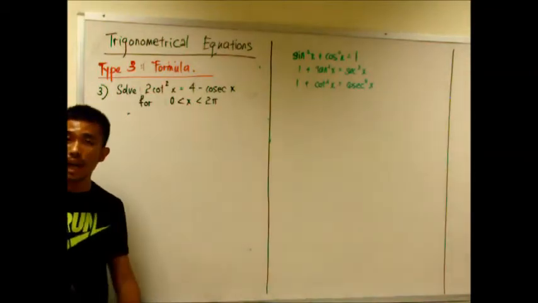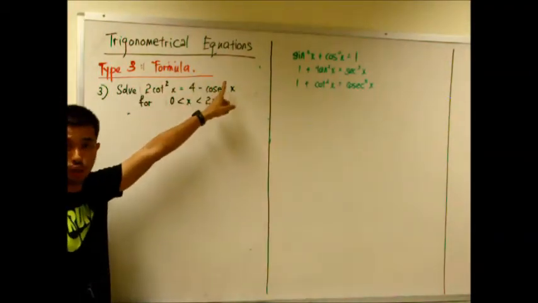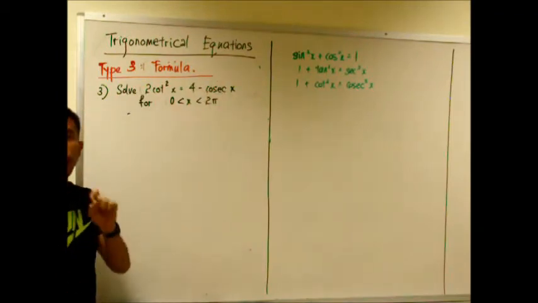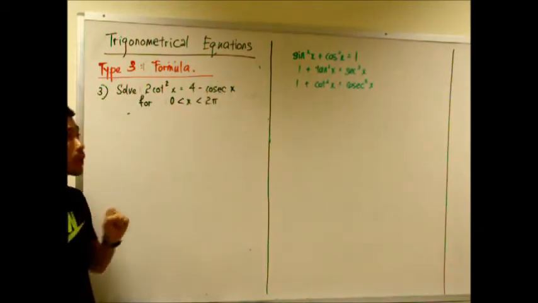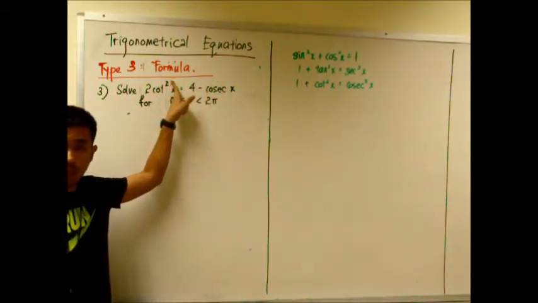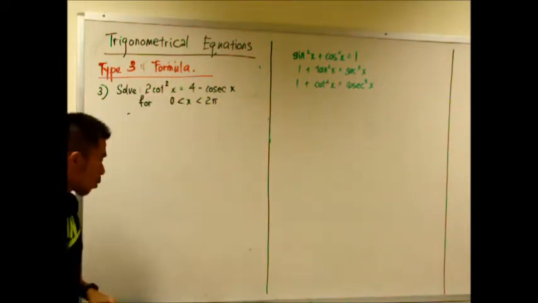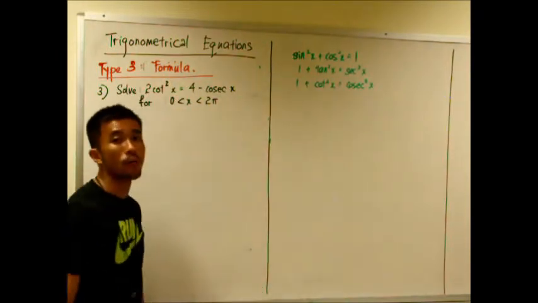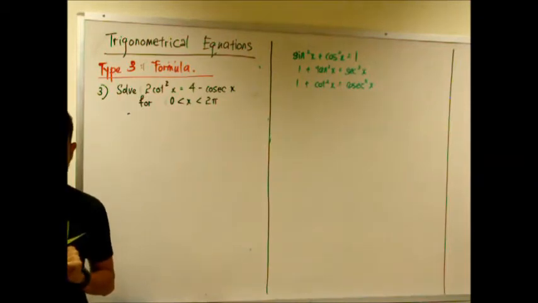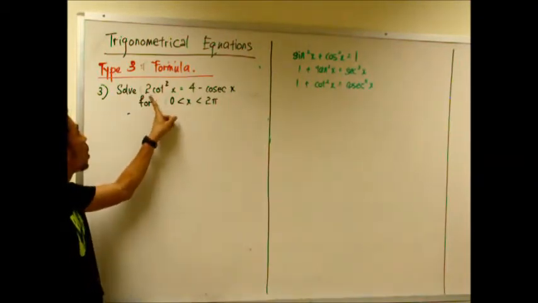Class, we are coming to the last kind of question for trigo equation solving. Alright, the last kind is what I call the type 3 use of the formula. Okay, how do we know when we need to use the formula itself? The hint is very obvious. Okay, take a look at the question now.